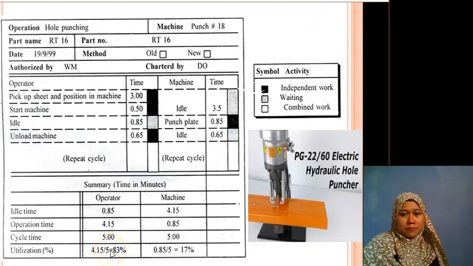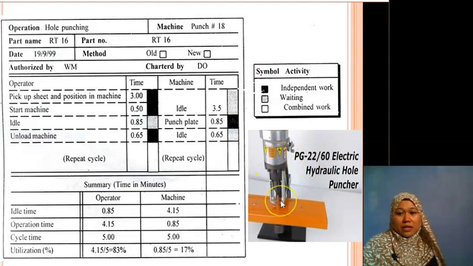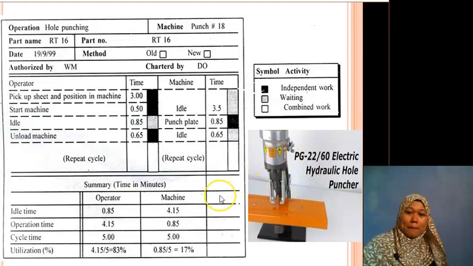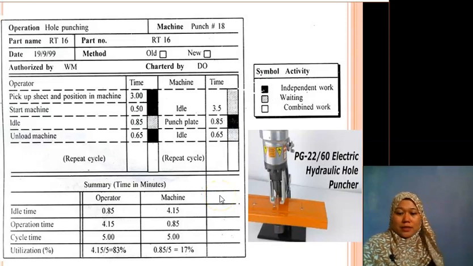Maybe they need to reduce the human utilization. Maybe they have to introduce an automated or semi-automated loading system, so that they can increase the utilization of the hole puncher.